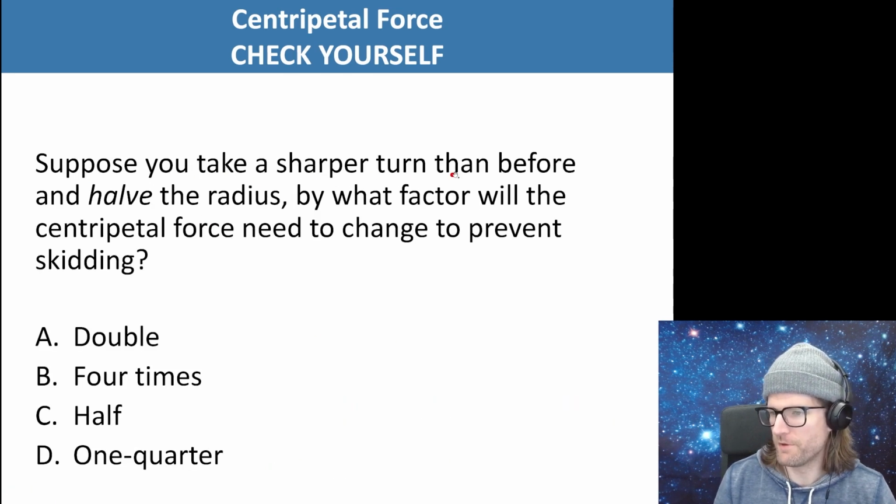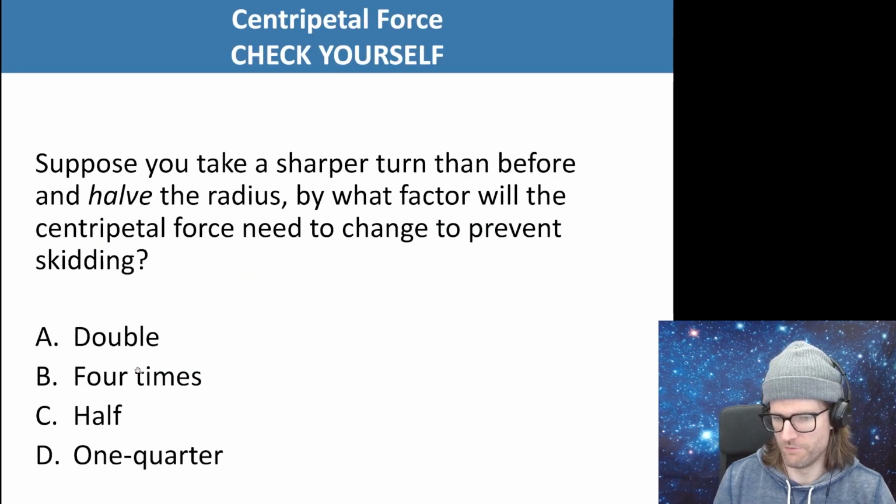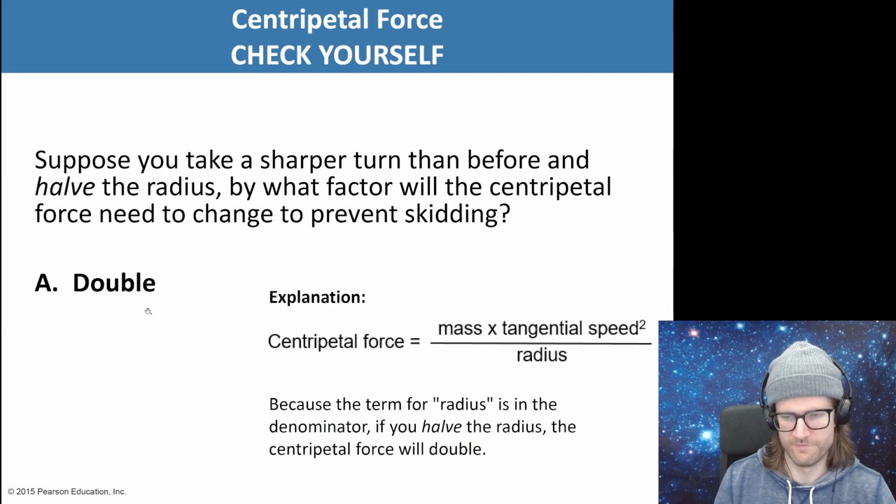Suppose you take a sharper turn than before and halve the radius. By what factor will the centripetal force need to change to prevent the skidding? Okay, so look at the old formula here. We have, down here, r. So it's not squared, it's just to the first power. So if we halve this, it doubles the force. So that means the force will be double. Okay, same formula.